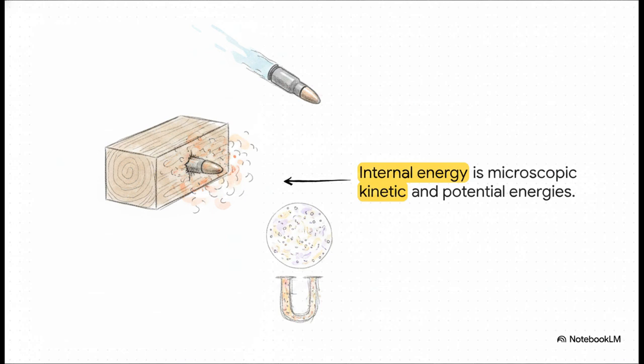Picture a 3D hologram of a bullet fired from a gun. The mechanical state of that bullet, its overall kinetic energy speeding through the air, is completely separate from its temperature. When that bullet violently pierces a piece of wood and stops, its macroscopic kinetic energy vanishes. It gets converted into internal energy. That internal energy, which we represent with the letter U, is the disordered, random, microscopic motion of the molecules inside the bullet. And it's that microscopic chaos that actually dictates temperature.